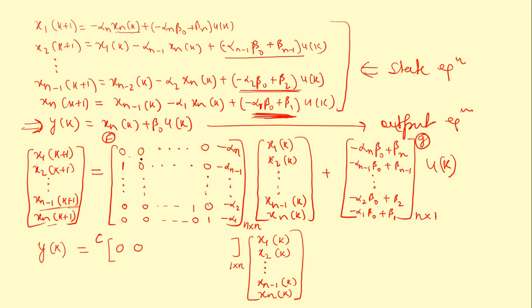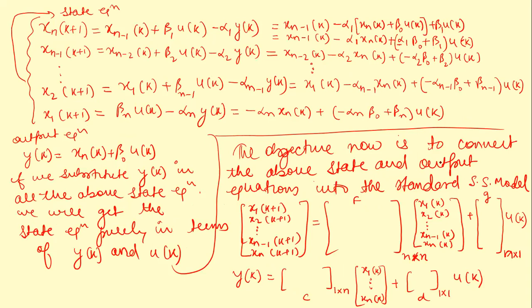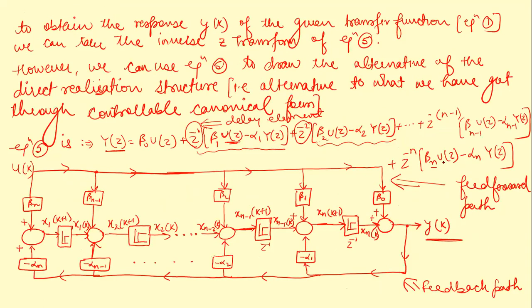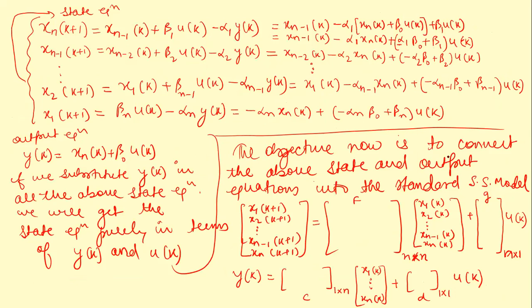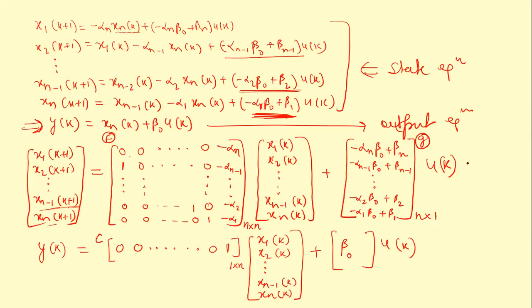So x1 into 0 is 0, x2 into 0 is 0, and in this way we will have 1 here. Xn into 1 is xn. You can see, if you multiply it in this way, you'll get the same equation as the output equation, right? So then we have a scalar value, which is nothing but beta naught into uk, right? So these are, let us say, equation numbers 6 and 7, right? So these are the equation numbers, let us say 6.